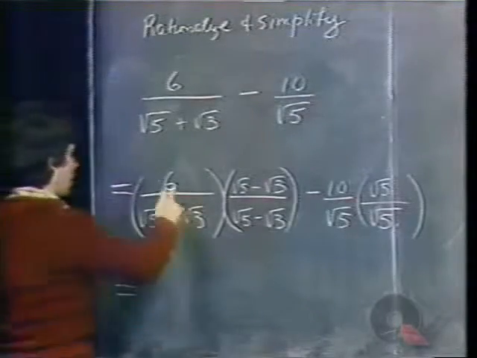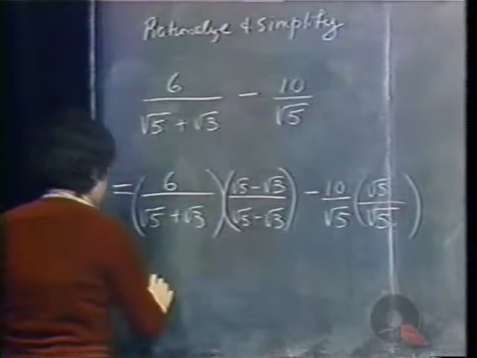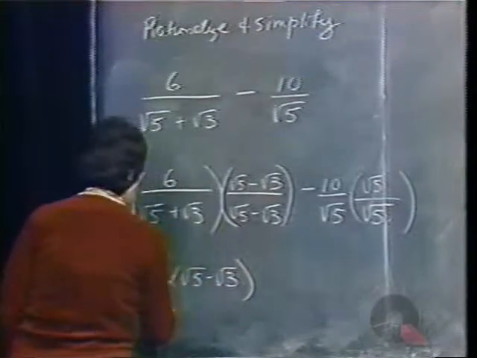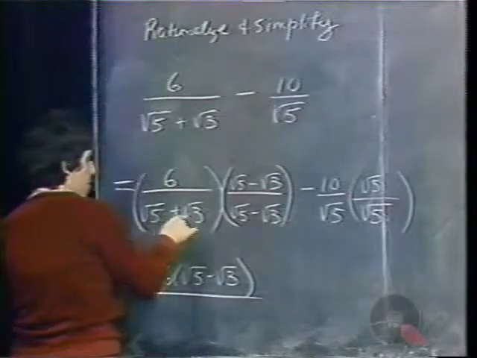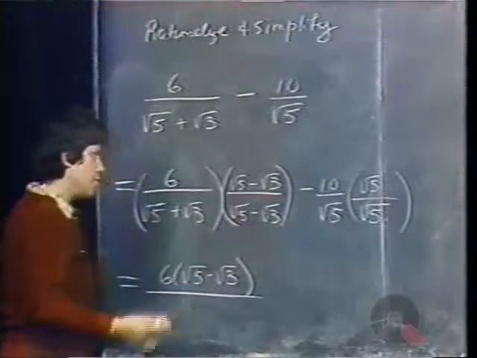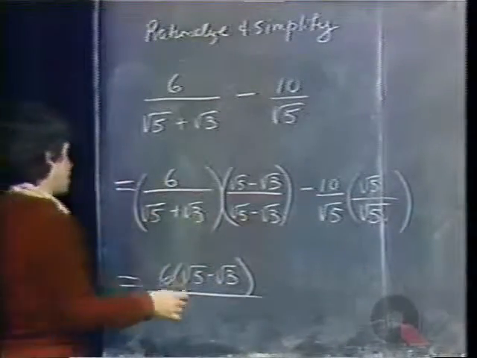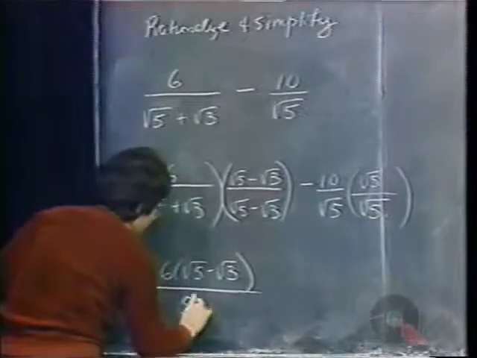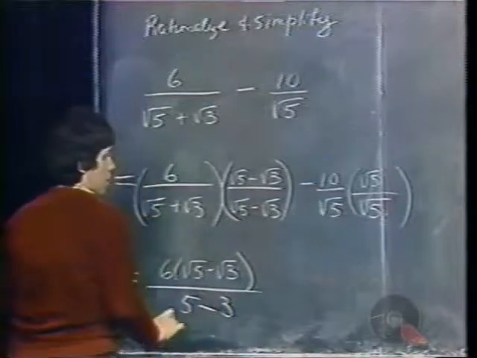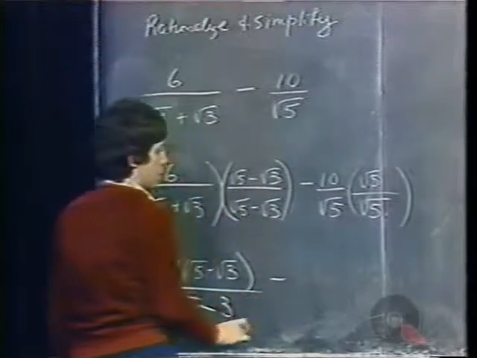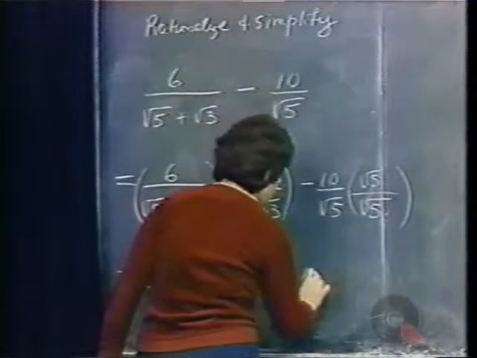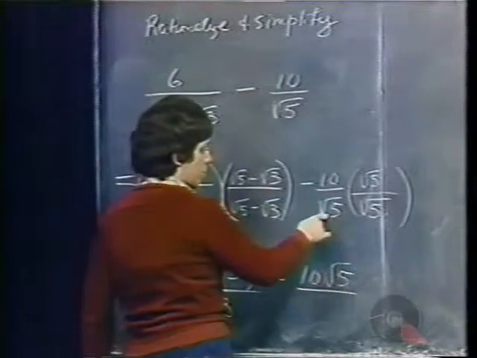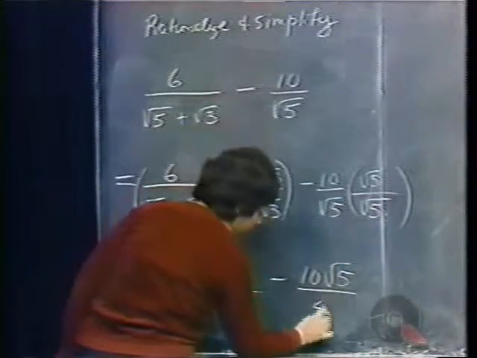Now, on top here, we have 6 times the square root of 5 minus the square root of 3. And on the bottom, we have a plus b times a minus b. You can use FOIL, or you can just say this is a squared minus b squared. This squared minus this squared gives you 5, minus this squared, which is 3. Minus, here we have 10, the square root of 5, over the square root of 5 times the square root of 5 is just 5.